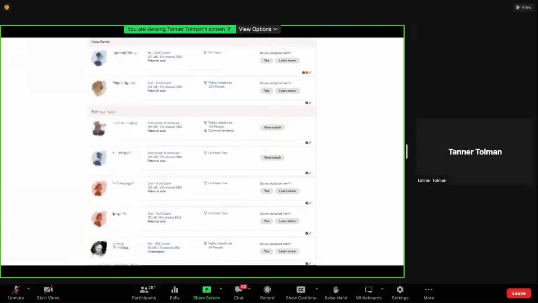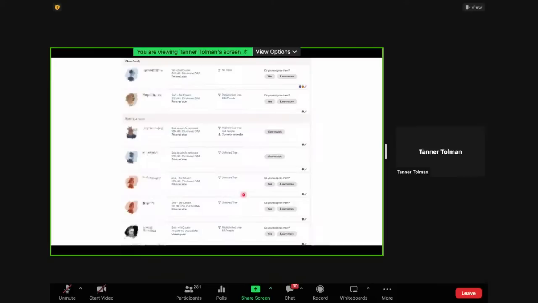Now that we've sorted them, we're going to start looking at their trees and try to figure out who the common ancestor among them is. For the person we used to sort the purple cluster, I looked at her tree, and then I looked at the trees of these others. So this one has a tree. These unlinked trees you can still click on and still look at the common ancestor.